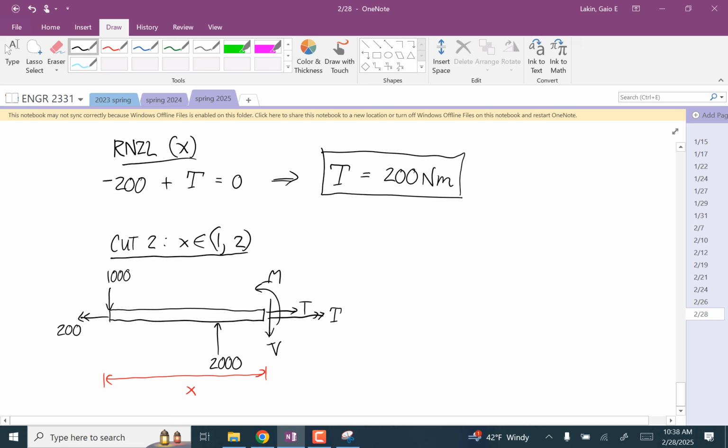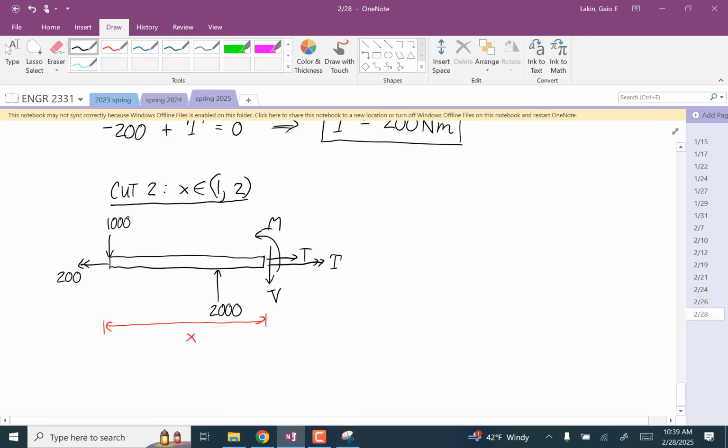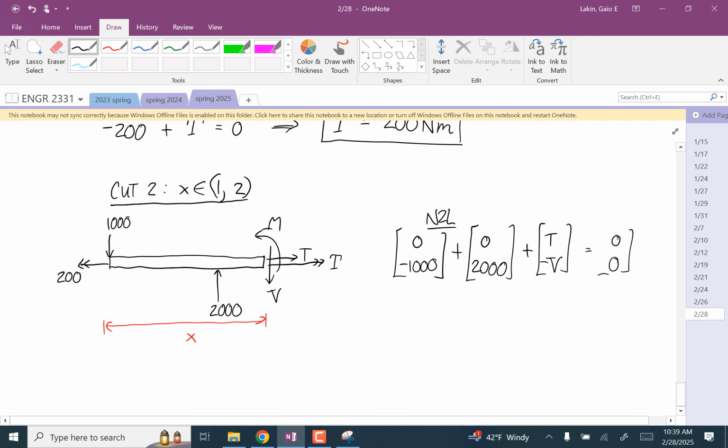And notice that that free body diagram looks exactly like this second pair that I did. Newton's second law says 0, negative 1,000 plus 0, 2,000 plus T, negative V is equal to zeros. So T is equal to 0 and V is equal to positive 1,000.